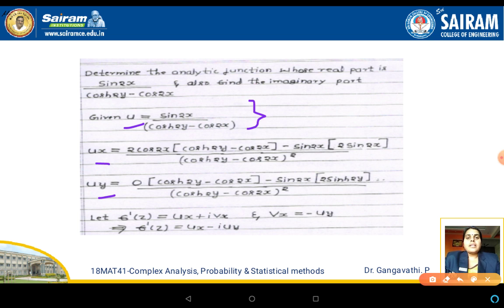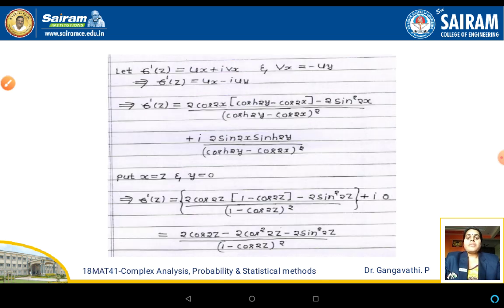Now consider a suitable expression for f dash of z. Since the given problem is in Cartesian form, f dash of z is equal to ux plus i vx. And vx can be replaced as minus uy by using the CR equation. Therefore, f dash of z is equal to ux minus i uy. Now substitute for ux and uy, and you get this expression. The next step is to put x is equal to z and y is equal to 0. On substituting, we get this expression.